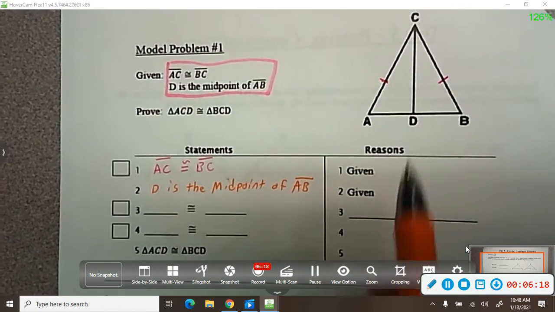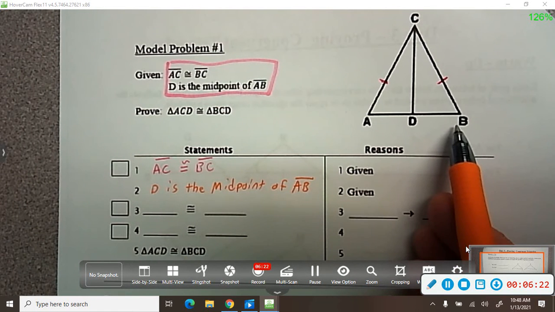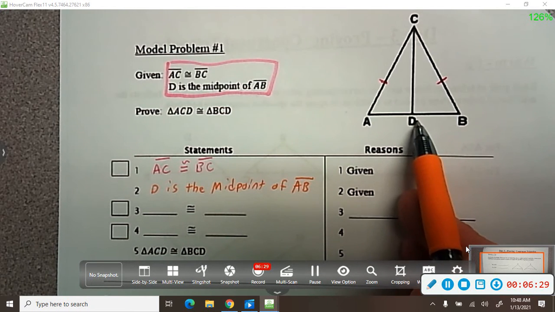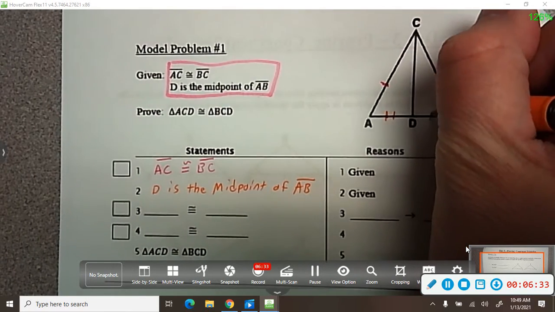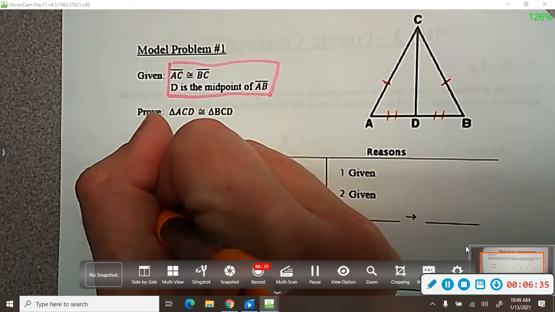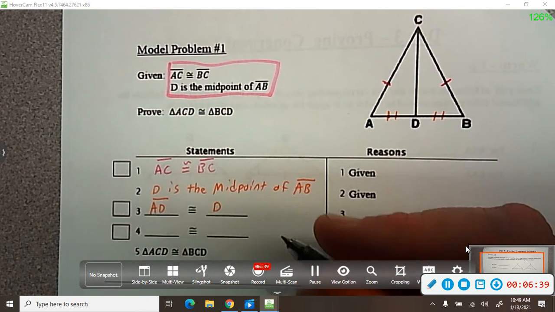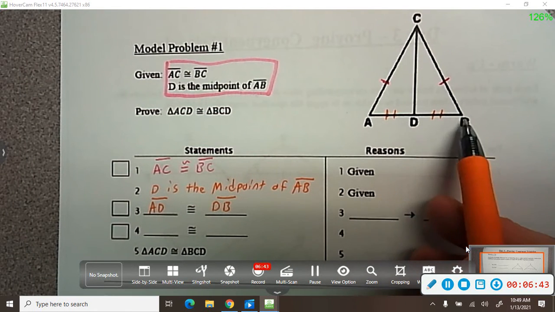In other words, D is in the middle of A and B. So based off that information, I could say that AD is congruent to DB. So then I'd say AD is congruent to DB. Now how did I know that?